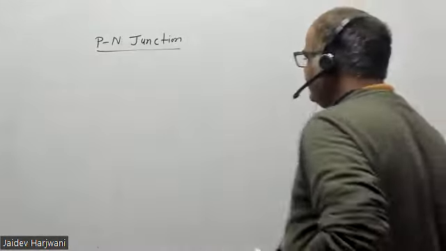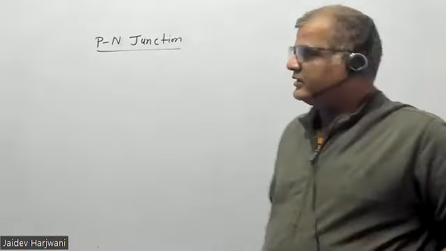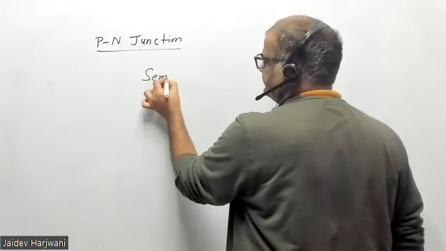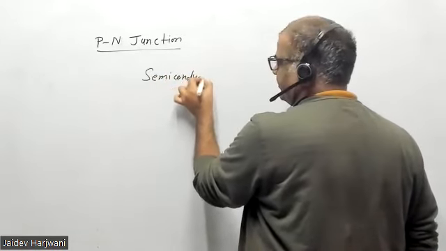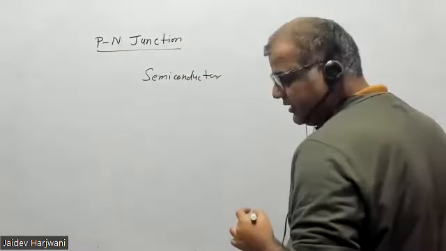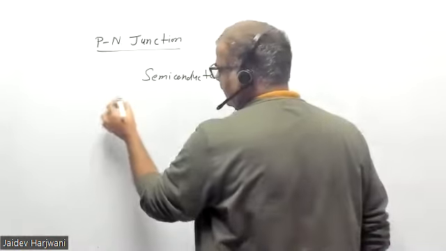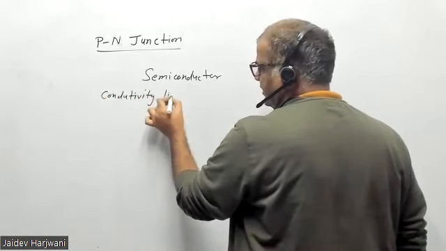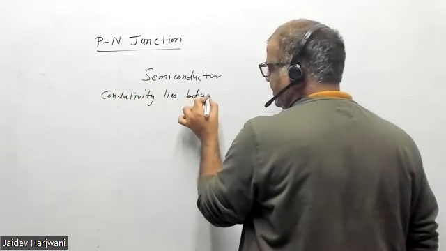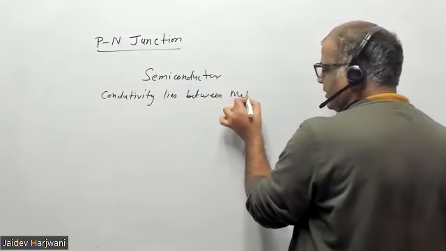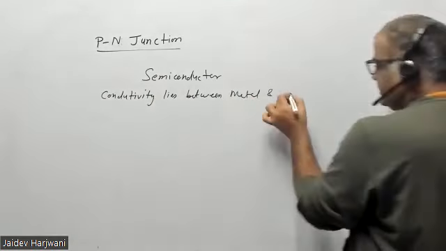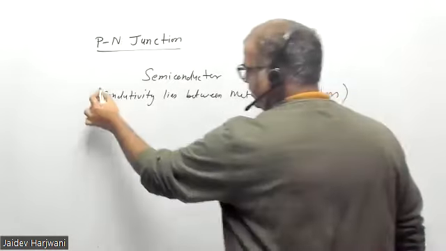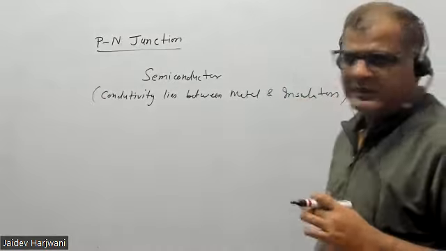Let me briefly give the introduction of semiconductors. Semiconductors are the materials which have conductivity that lies between metal and insulators. Now there are two types of semiconductors.